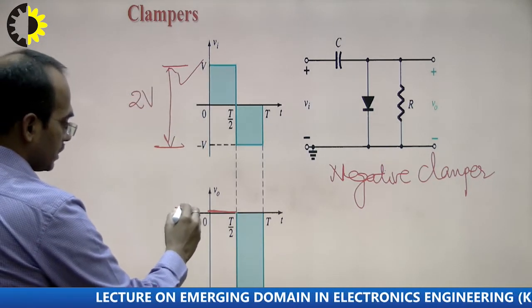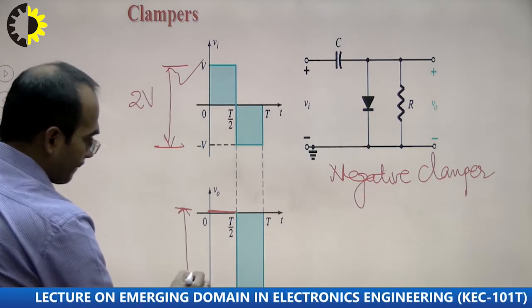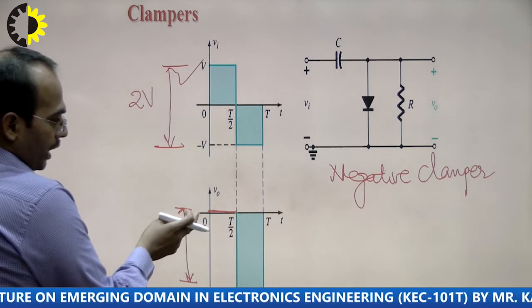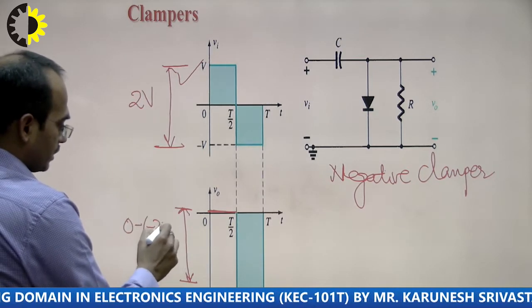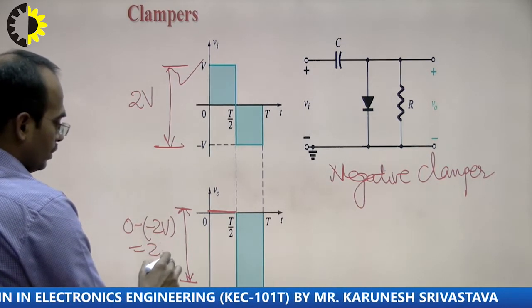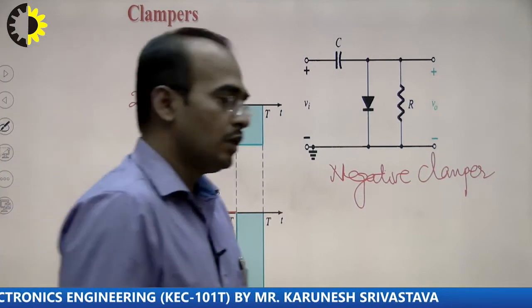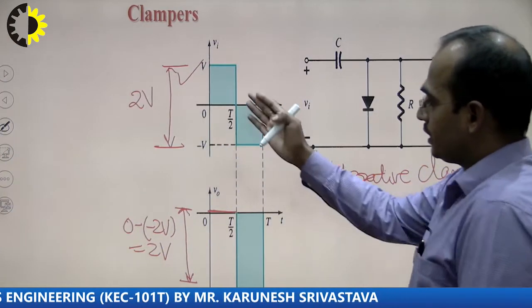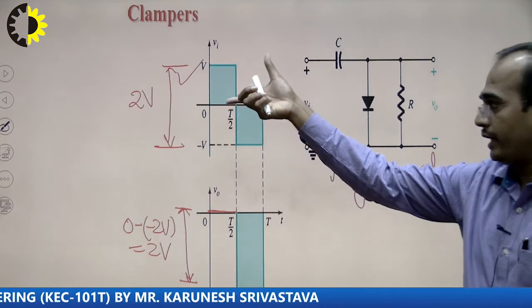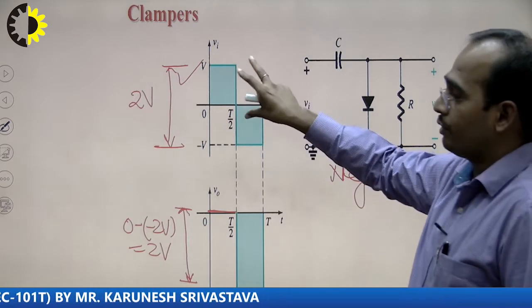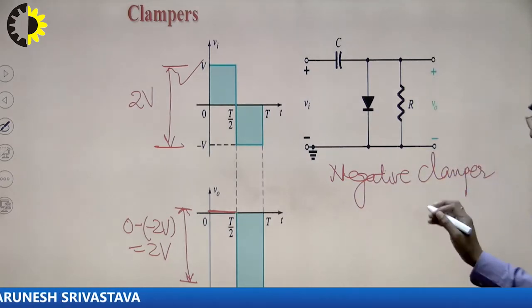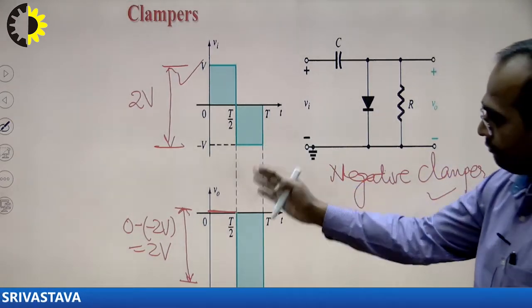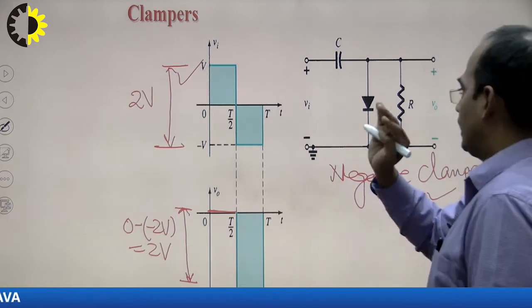So you can check from here whether this is true or not. The output is varying from 0 to minus 2V, that is equal to 2V. So this is the output waveform, this is the input waveform. The peak to peak voltage for the input waveform is 2V, and the output waveform is also 2V. This is the negative clamper because it is shifting the input waveform to the negative direction.